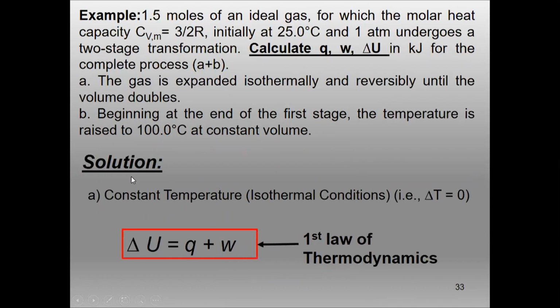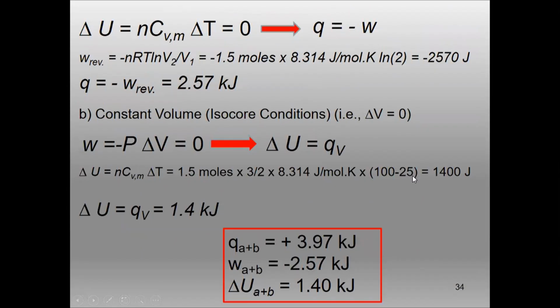Do we have the change in temperature? It says the final temperature is 100 degrees, the initial temperature is 25 degrees. So 100 minus 25 Celsius. You don't have to convert here because you're subtracting. Multiplying everything, it's about 1400 joules, which is about 1.4 kilojoules. So 1.4 kilojoules, this is delta U and also Q, because remember they equal each other. Now all we need to do is add the respective thermodynamic functions in A and B by adding their values, and that will give you your answer here.